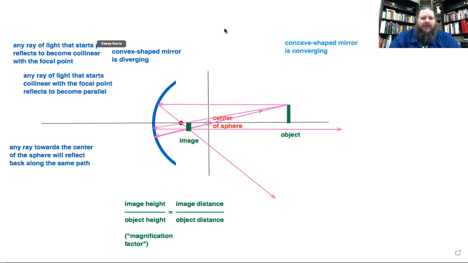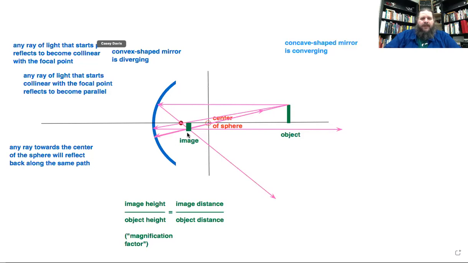And one other bit of terminology here, we call this the image because it's where the final rays of light seem to be coming from. Did the final rays of light actually pass through that point, or did we need to backtrace? Sorry, can you repeat that question again? The final rays of light seem to be coming from this point that we're calling the image. Did those final rays of light actually pass through that point, or did we have to backtrace to find that point?